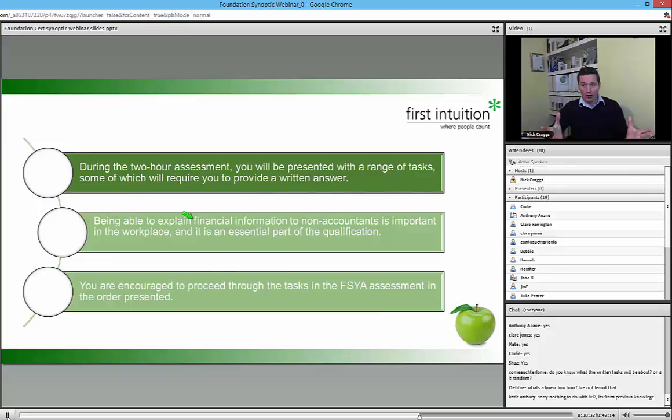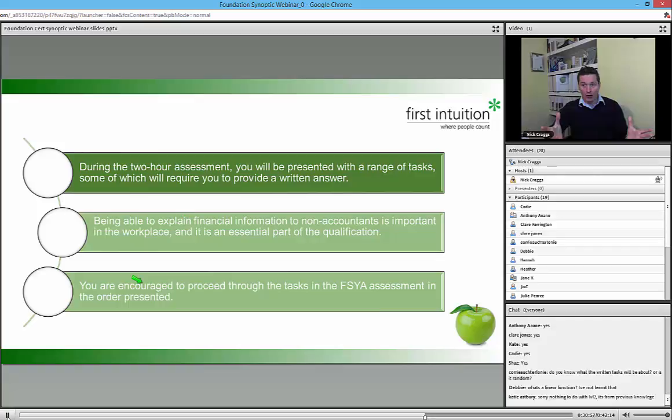Now, this new bit about explaining financial information to non-accountants is new to AQ 2016. Anything that's new, I generally would bet, is likely to come up. So explaining accounting concepts, cost behaviour, double-entry bookkeeping, correct journals to someone who's never studied that, I would say you need to be comfortable with doing that.